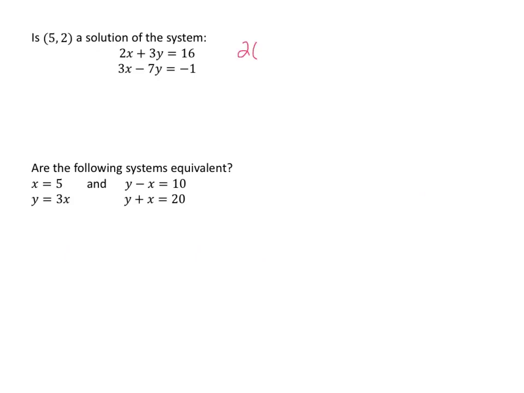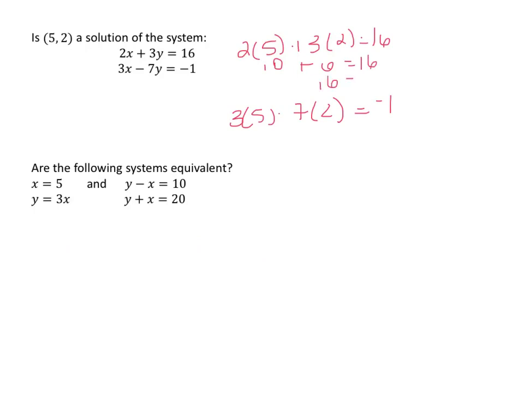So this would be 2 times 5 plus 3 times 2 equals 16. And you plug in 3 times 5 minus 7 times 2 equals -1. This becomes 10 plus 6, and 16 is equal to itself. So it's definitely a solution to the first equation. This is 15 minus 14. Is 1 equal to -1? It is not. So this is not a solution to the system.